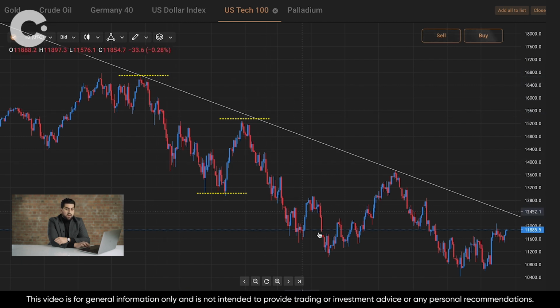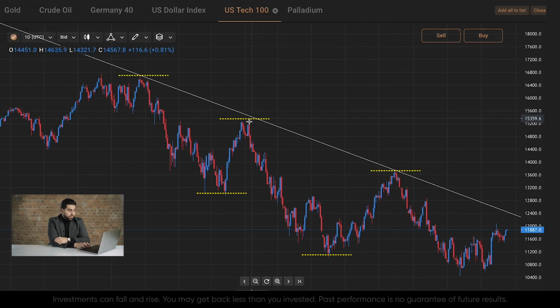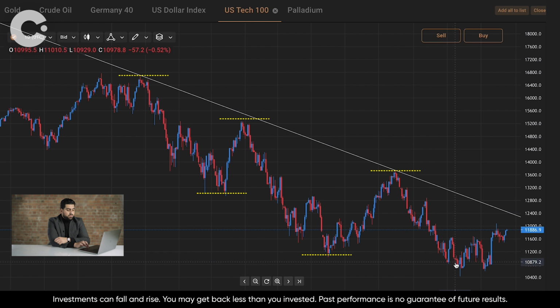Okay, and then the market moved lower, and then you formed a new lower low. And again, the lower low is below your previous lower low. And then the market's pushed up, lower high, below your previous lower high, and then we've pushed lower.